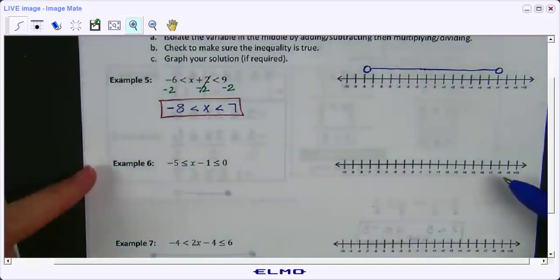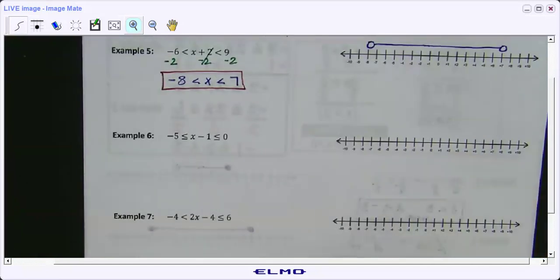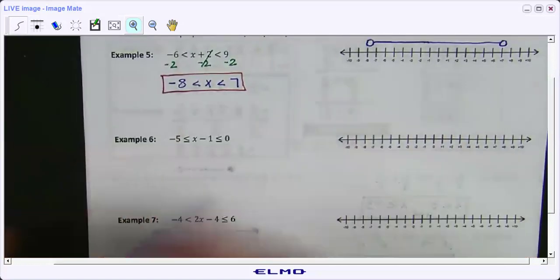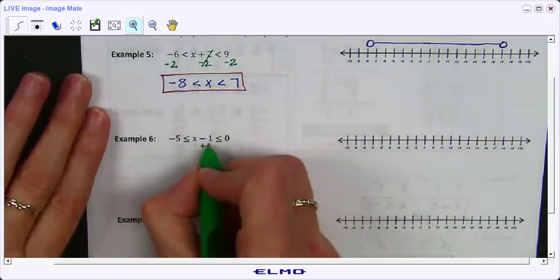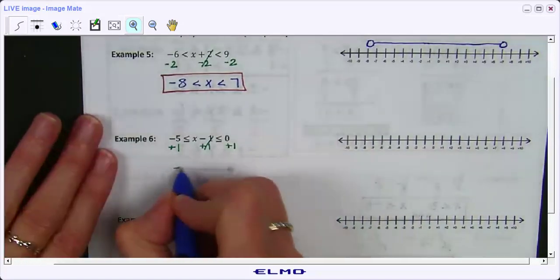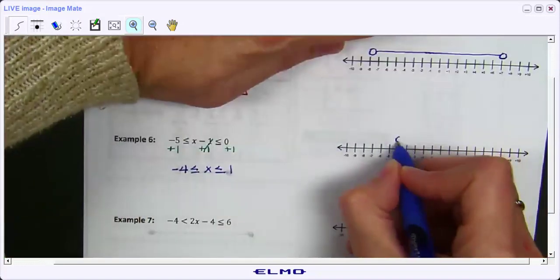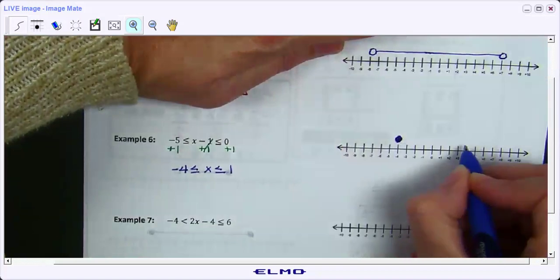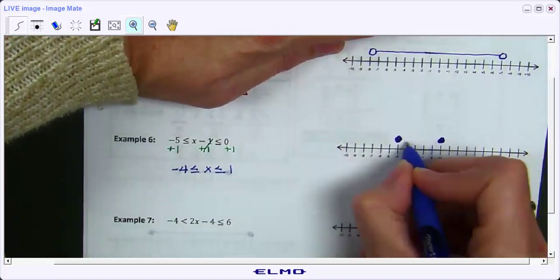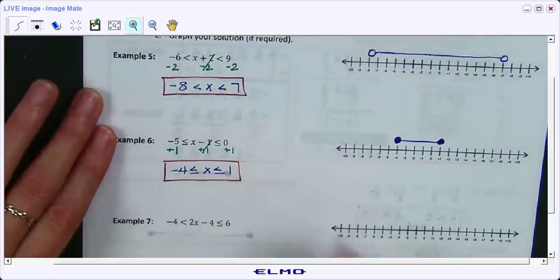Okay, why don't you go ahead and do example 6 on your own? I'll do it up here, but try it on your own and then check your answer when you get it done. Okay, when you're done, go ahead and check up here to see if you got the correct answer.